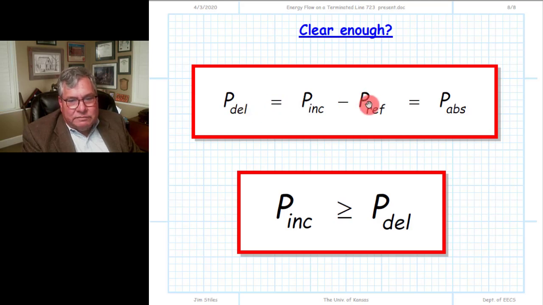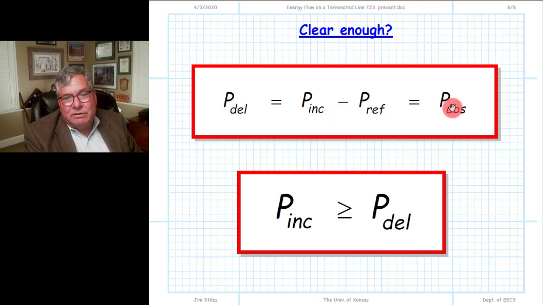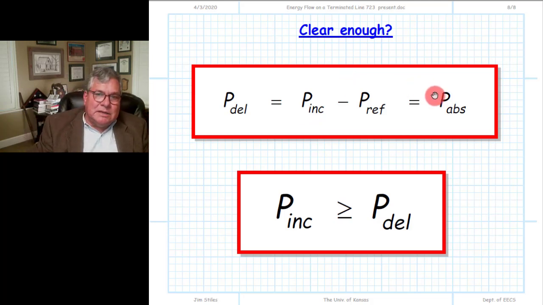All four of these values are positive, and mathematically that means that the incident power is going to be greater than or equal to the delivered power. And of course that likewise means the incident power is going to be greater than or equal to the absorbed power, and likewise greater than or equal to the reflected power. The incident power is greater than or equal to all of the three other powers described in this equation.